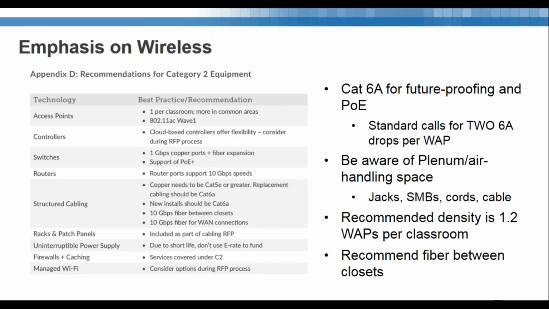Make sure that you are aware of plenum and air handling space. Panduit has a recently launched full plenum offering: jacks, surface mount boxes, patch cords, cables, J-hooks. I think everything you need in the plenum space is now plenum rated from Panduit. We recommend, and the standard recommends, that your density is 1.2 access points per classroom, and that's just to give you a little bit extra space for density in the future. As digital learning continues to grow, there's always going to be the need for more bandwidth with wireless. And then, again, we recommend fiber between the closets.